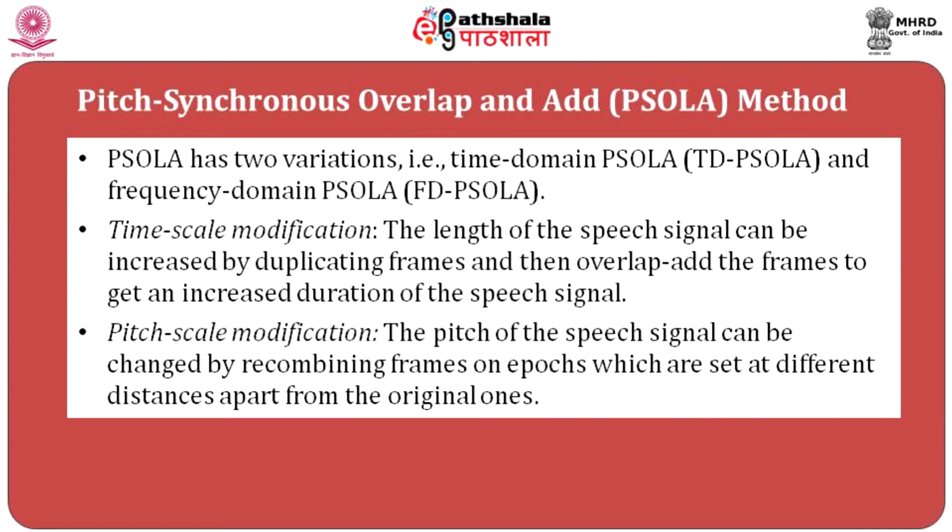If we place the window frames 9 milliseconds apart and overlap add, we will obtain a signal with a pitch of 1/0.009, which is approximately equal to 111 Hz. Conversely, if we place the frames 11 milliseconds apart, we will obtain a signal with a pitch of 91 Hz.